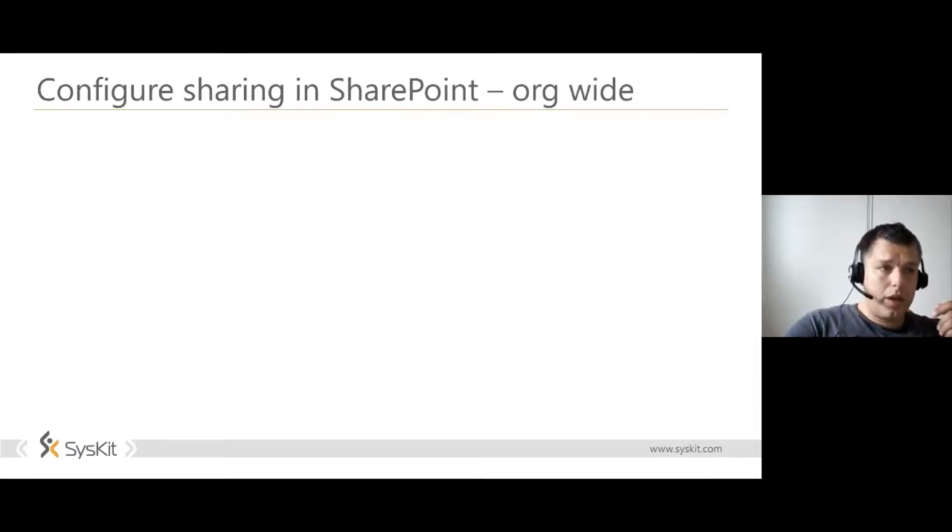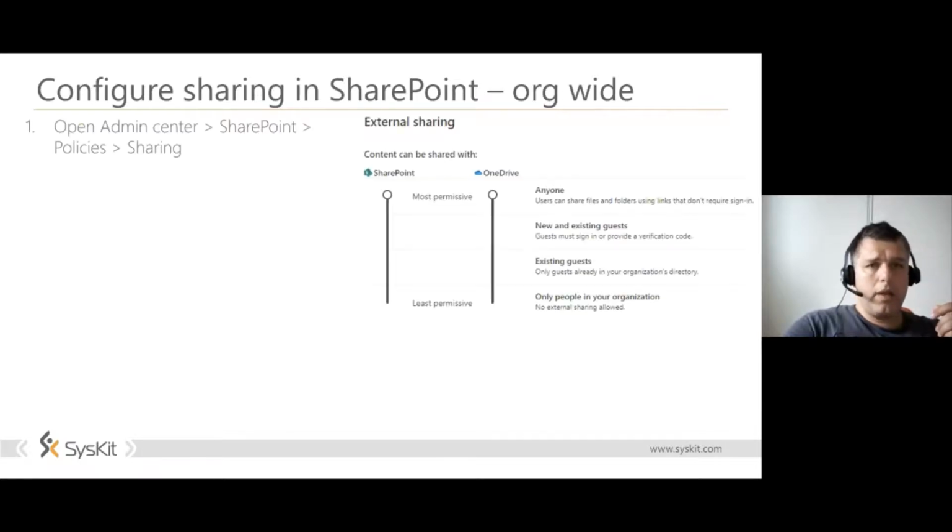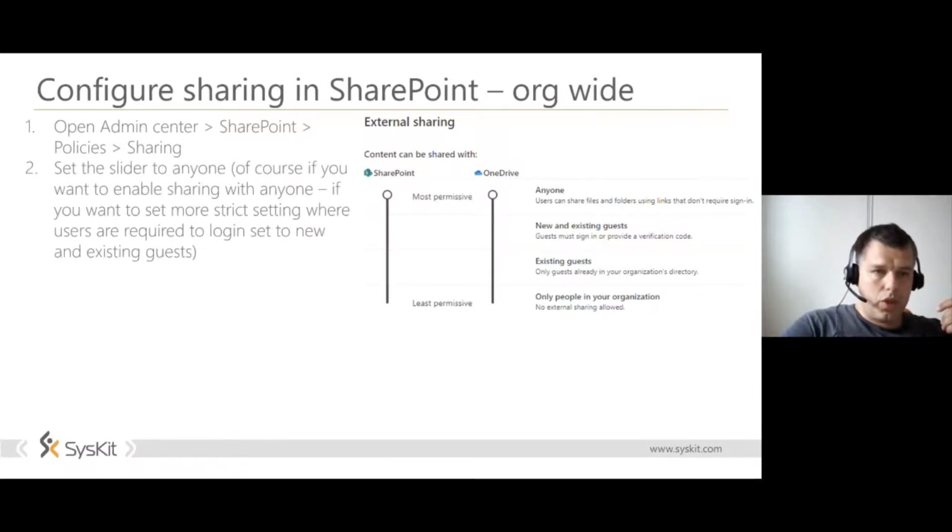Configure sharing in SharePoint. First, we need to do it organization-wide. You need to open the SharePoint Admin Center, go to Policies and Sharing. In order to use the sharing links and the sharing for anyone, you need to set the slider to the top setting. That is the most permissive setting.